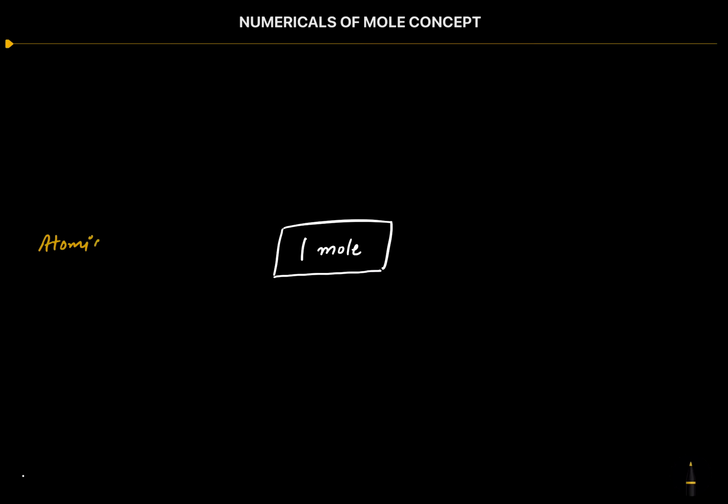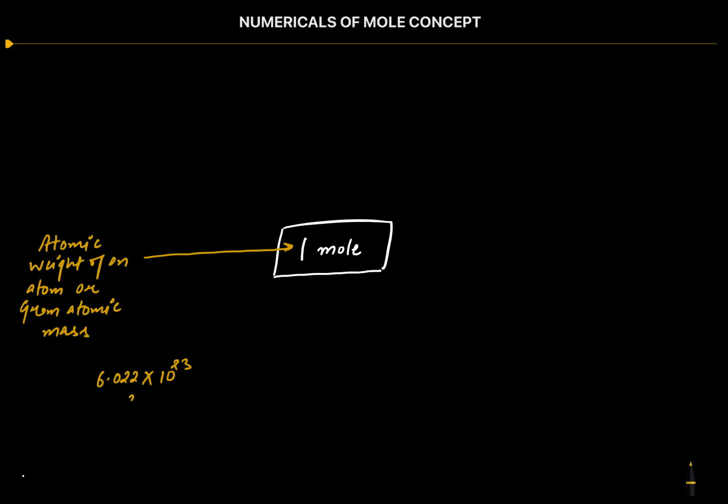Now, first of all, I'm writing: atomic weight of an atom, or gram atomic mass, is called 1 mole, and 6.022 into 10 to the power 23 atoms of any element is called 1 mole.